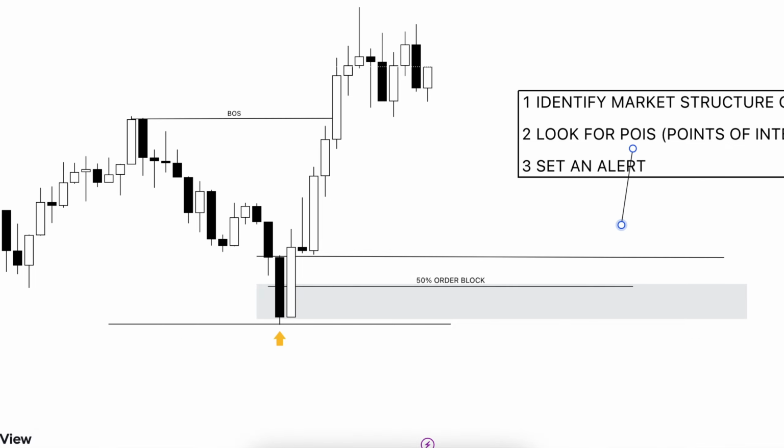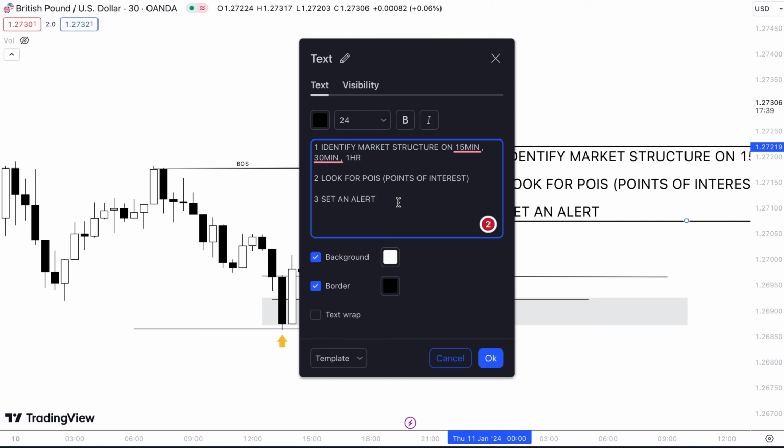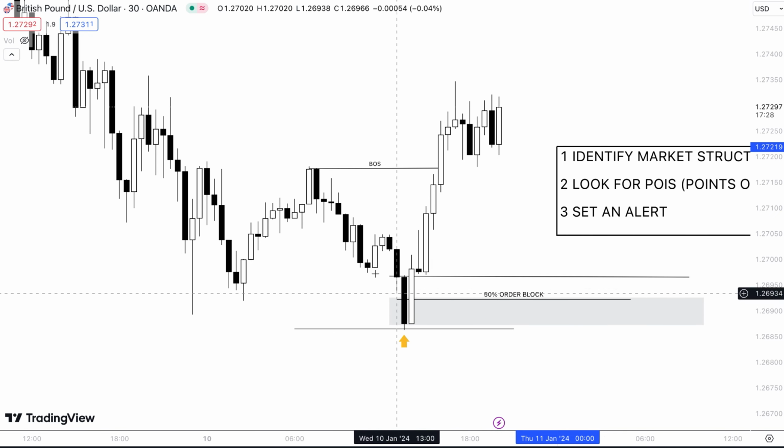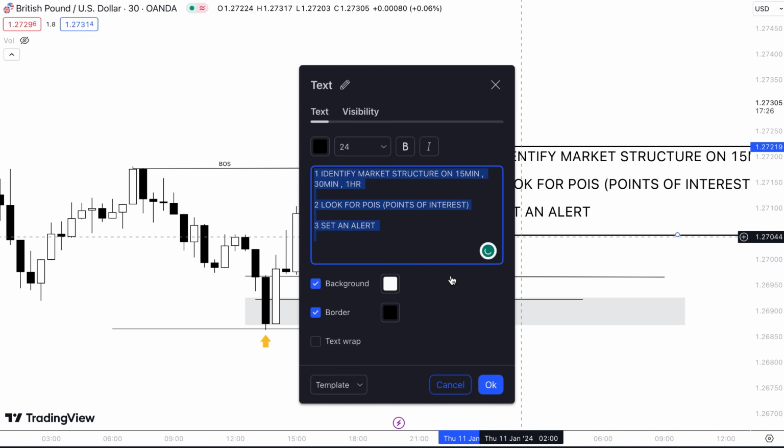Sorry guys, hold on. So that's step number 3. And step number 4 is set an alert. Okay, so we did that. Now step number 4 is wait. I'm not even gonna write step number 4. Just set an alert and wait for it to come to your area. And then step number 4 is this.